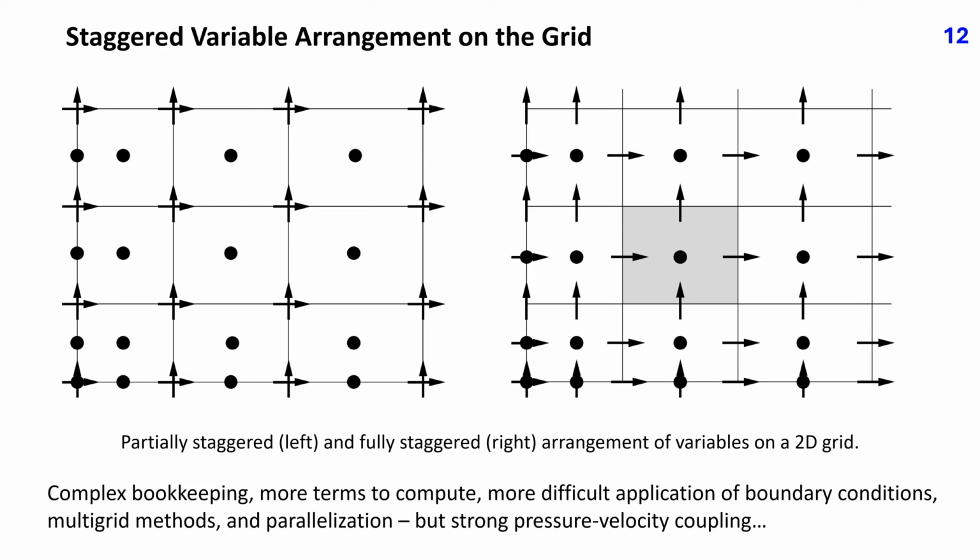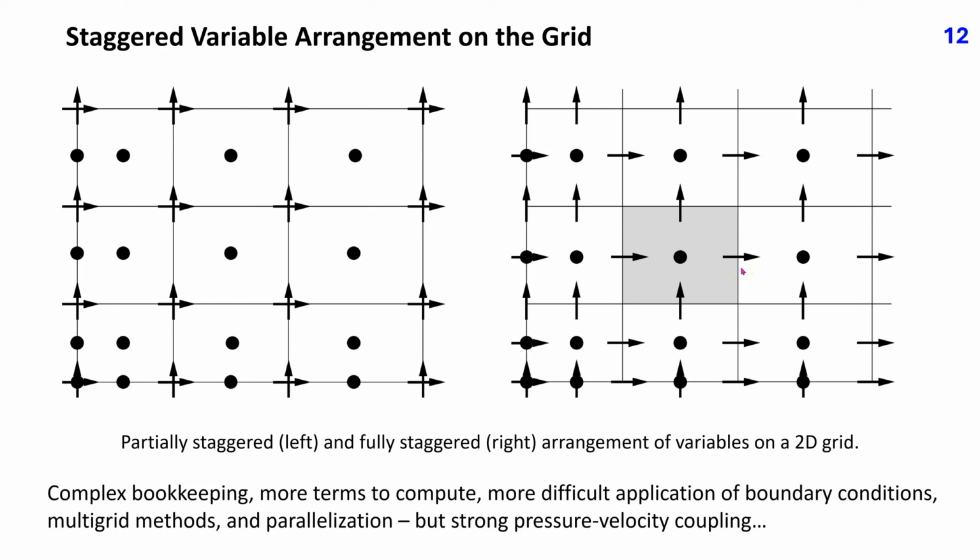Several staggered arrangements of variables on the grid have been proposed in literature. The figure on the left shows one partially staggered arrangement, while the figure on the right shows the fully staggered arrangement on a two-dimensional Cartesian grid. Only the fully staggered approach will be described in detail in lecture 17. It has some advantages over the collocated arrangement regarding pressure-velocity coupling when second-order methods, that is midpoint rule for integrals and central differences for gradients, are used on Cartesian grids.